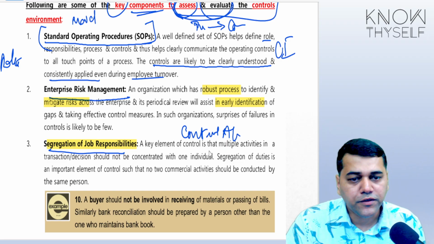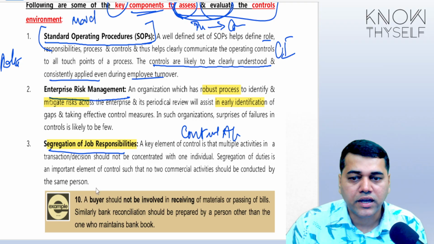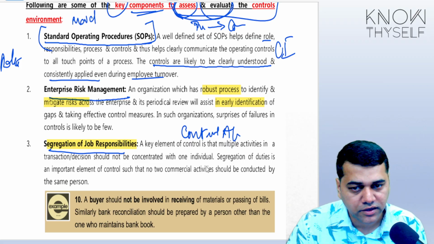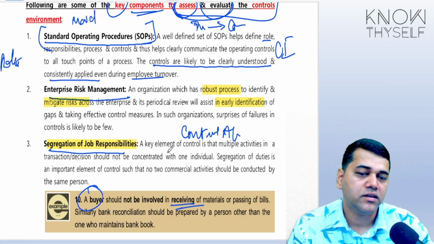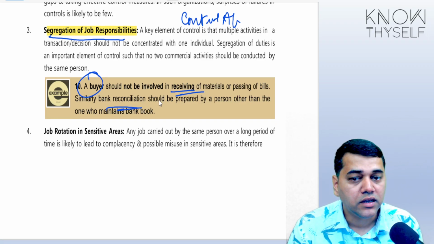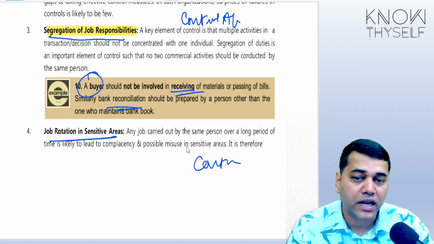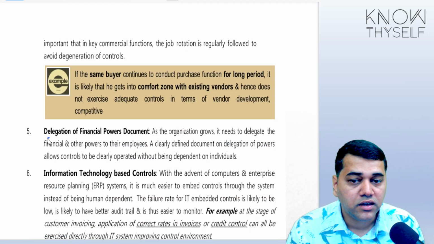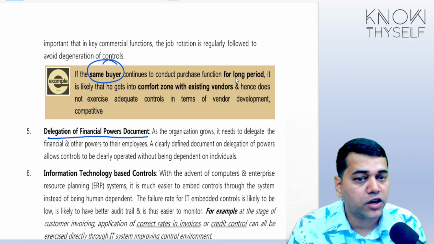Like if it is a critical job, you see that one person is not going to do that. Okay, so it can be done from the risk point of view. It can be done from the efficiency point of view. Like the buyer should not be involved in the receiving. Bank reconciliation is prepared by the one who did not make the payment entry. Then job rotation, you involve in the significant areas, again control activity. And the delegation of financial powers, and okay, again job rotation, same buyer for a long period of time.